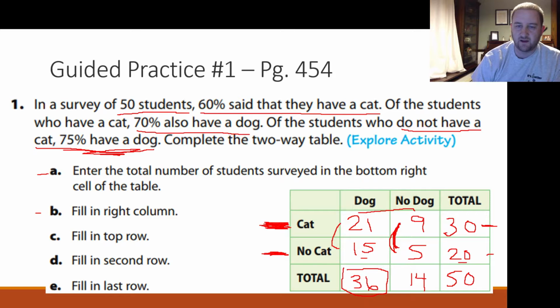Then we know 30 plus 20 is 50. That's good. And 36 plus 14 is 50. That's also good. So this is how you make a two-way frequency table. We're going to stop there.